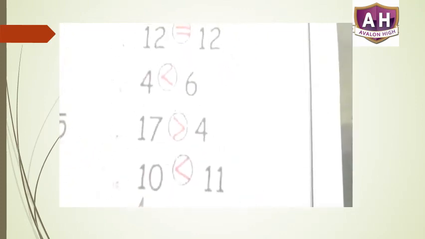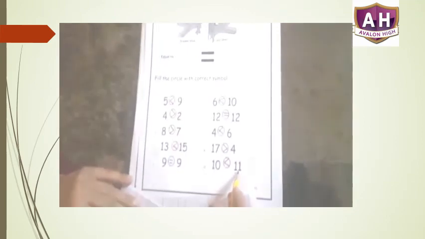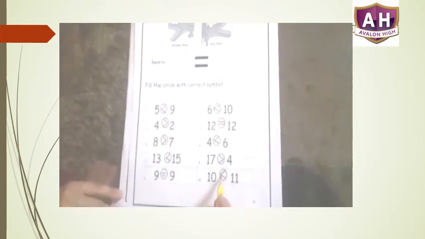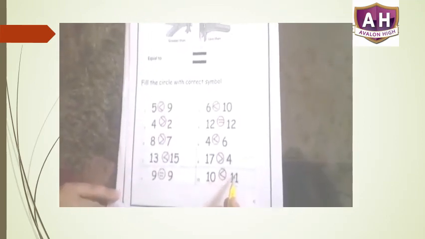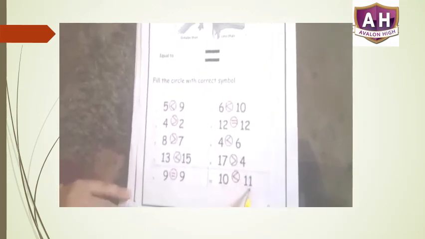The last is the comparison between 10 and 11. We know that 10 is smaller or less than 11. So the crocodile's mouth will open towards the right side, or we can say that 10 is less than 11.